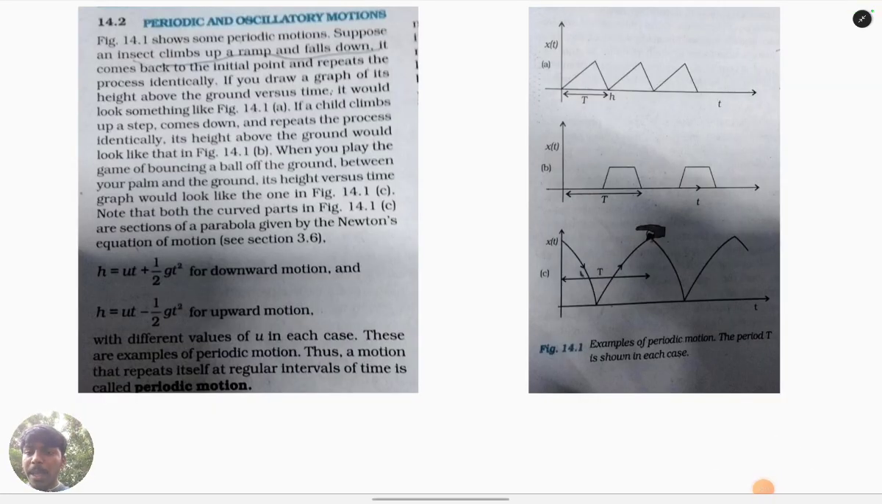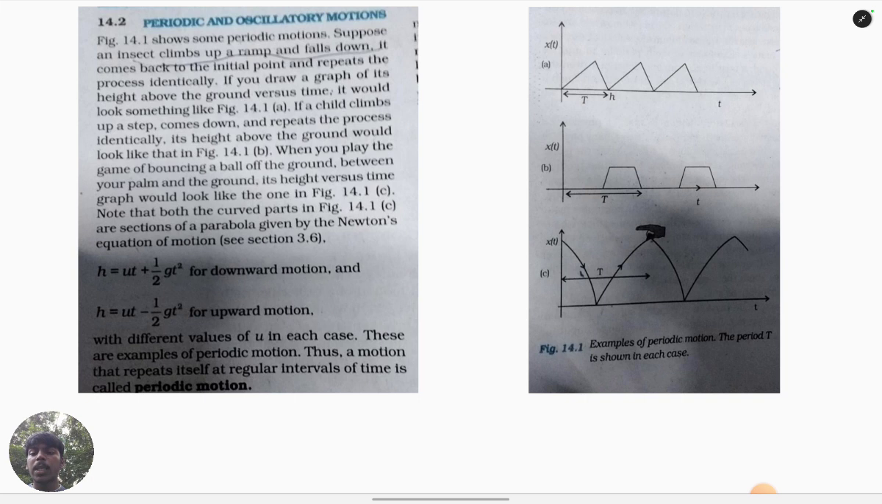I forgot to tell you the child example now. If a child climbs up a step and comes down and repeats the process identically, its height above the ground would look like that in 14.1b. So here you can see graph B. When you play the game of bouncing a ball off the ground between your palm and the ground, its height versus time graph would look like the one in figure 14.1c. Note that both the curved parts in figure 14.1c are sections of a parabola given by Newton's equation of motion.